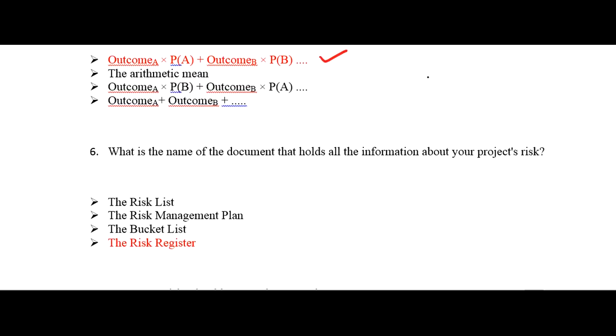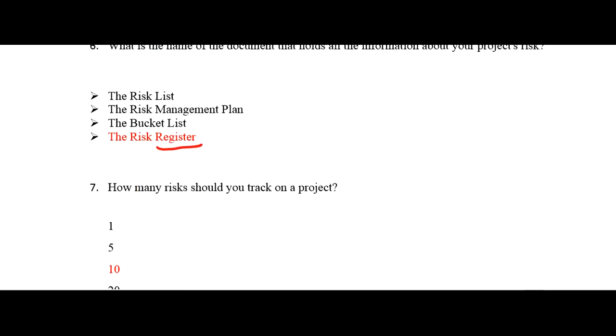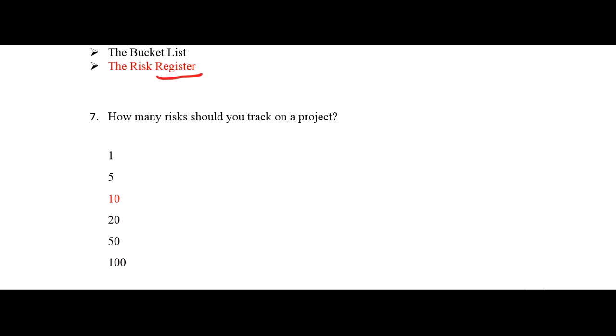Question number 6. What is the name of the document that holds all the information about your project's risk? It is not the risk list, it is not the risk management plan, it is not the budget list. It should be a separate register called the risk register. How many risks should you track on a project? At least 10.